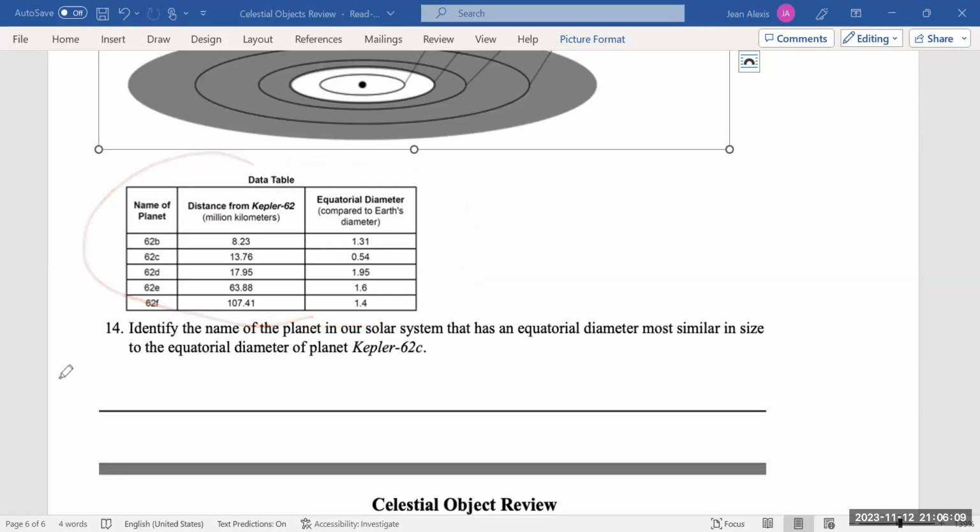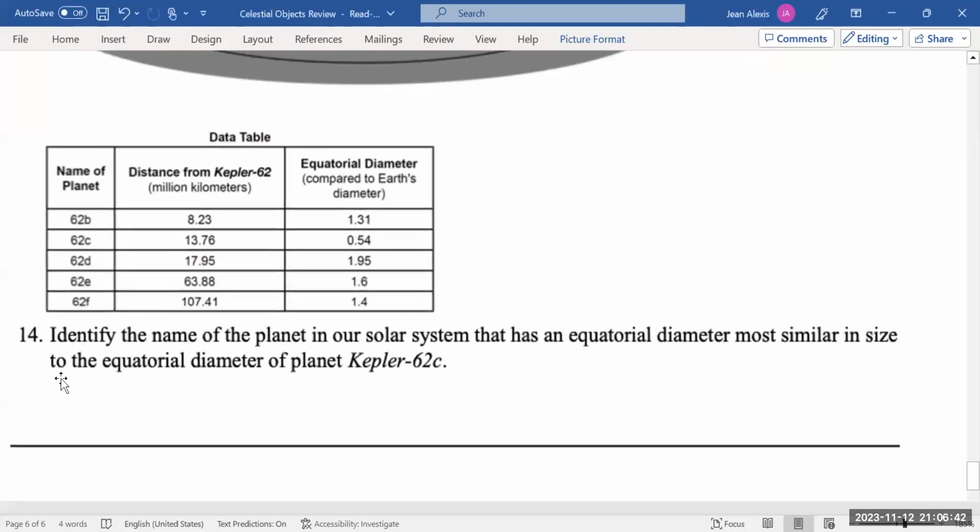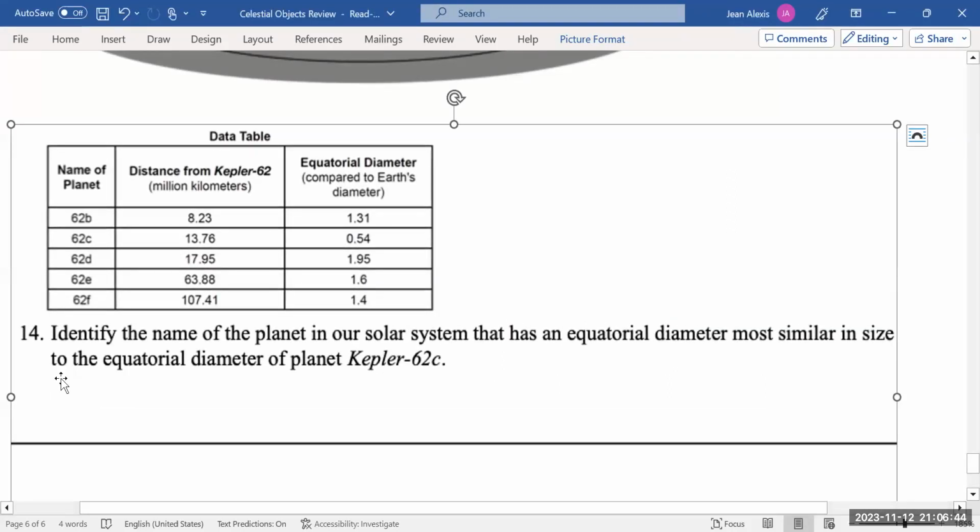So it says, identify the name of the planet in our solar system that has an equatorial diameter most similar in size to the equatorial diameter of planet Kepler-62c. So we're looking for the name of the planet in our solar system that has an equatorial diameter most similar in size to the equatorial diameter of Kepler-62c. All right. So when I take a look at Kepler-62c, this is the planet.